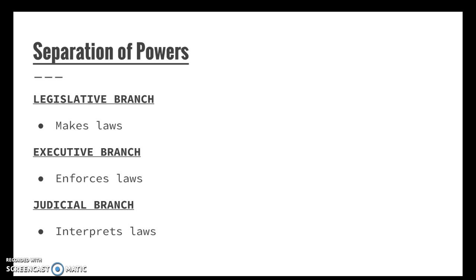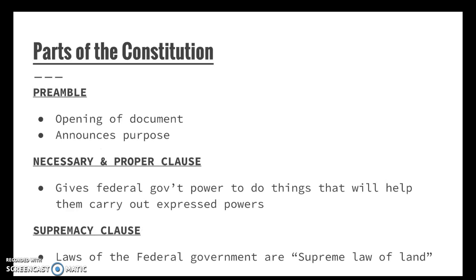So legislative branch makes the laws, executive branch enforces. Remember EE, match the E with the executive to the E of enforce. Executive branch enforces the laws, the judicial branch interprets them. The judicial branch would be the courts.